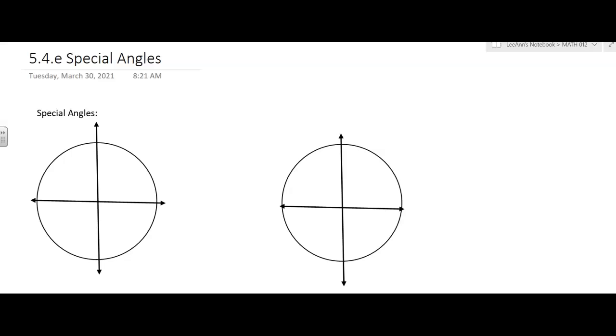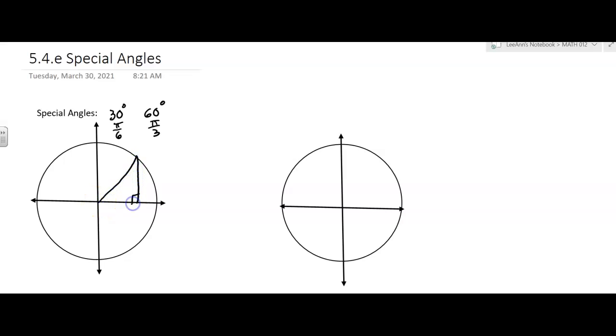So now we're going to look at special angles. This one's going to be the 30, 60. 30 degrees is pi over 6, and 60 degrees is pi over 3. So they could label it either way. So back to the unit circle, kind of.